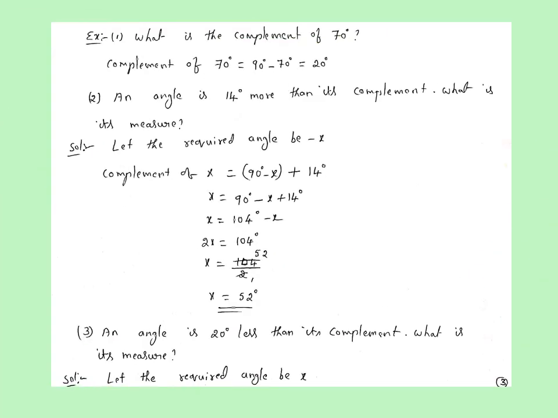What is the complement of 70 degrees? Complement of 70 degrees equals 90 degrees minus 70 degrees equals 20 degrees. An angle is 14 degrees more than its complement. What is its measure?